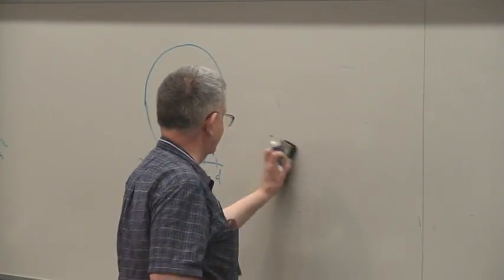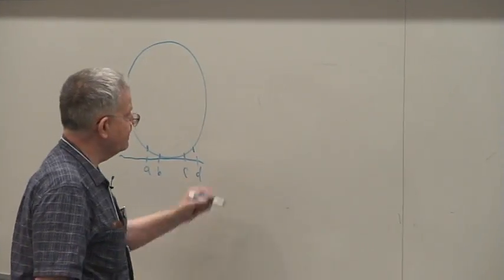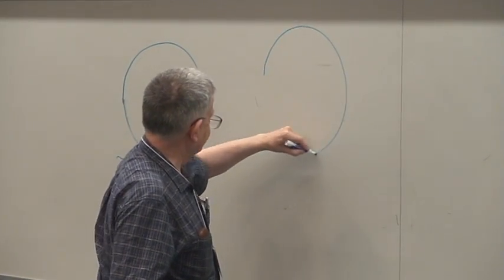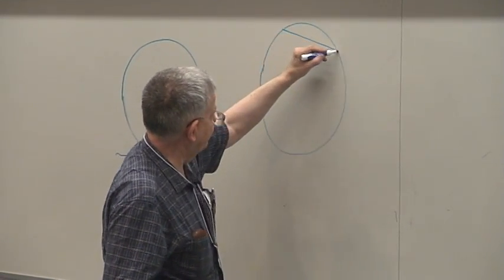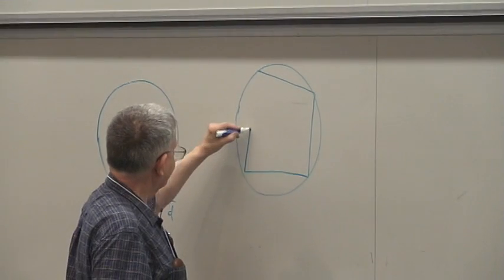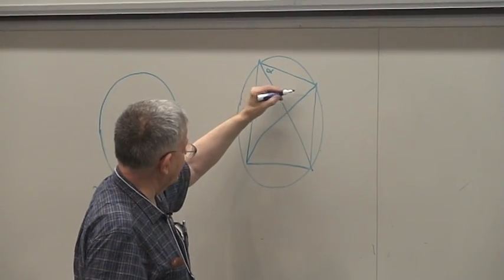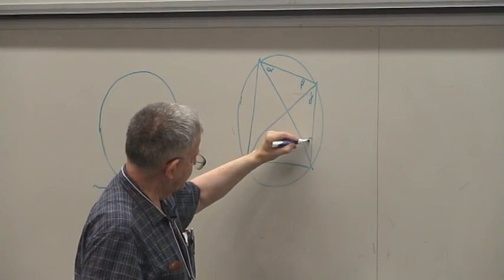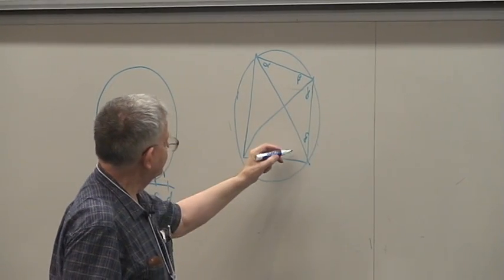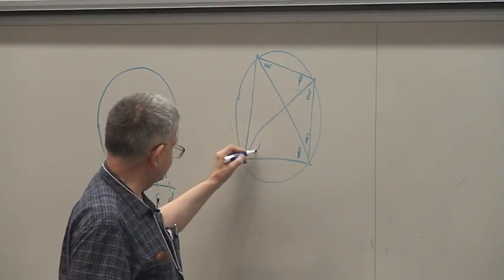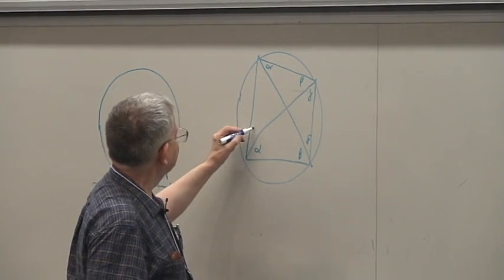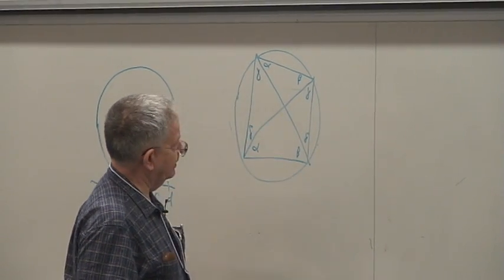Let me hold off on that. I said I was going to give you the trigonometric form of it first, and then I'll come back to that. If this angle is alpha, beta, gamma, and delta, this one is beta because they cut off the same chord. This is alpha, this is delta, and this is gamma.